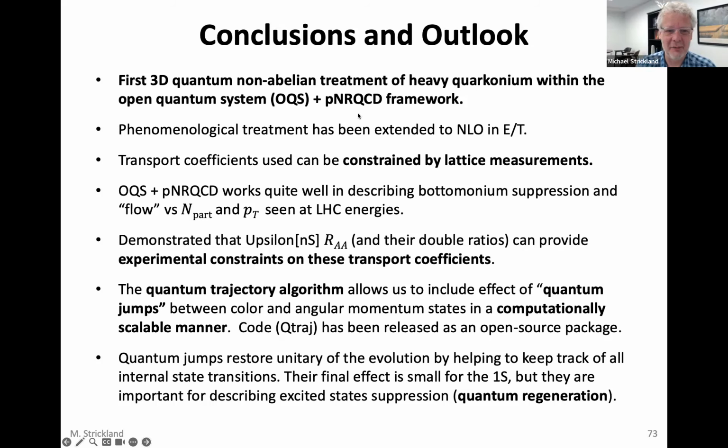So that was the first statement here, that we have now made the first fully 3D quantum non-abelian treatment of quarkonium using effective field theory and this open quantum system approach. In the last year, we've been able to extend that to next to leading order. We can constrain the transport coefficients by lattice measurements. We can also constrain them experimentally, and then we can see, are these two things consistent? Functionally speaking, we seem to be able to describe the PT dependence of RAAs, the double ratios, and also the flow. So I would say that things are looking quite good.